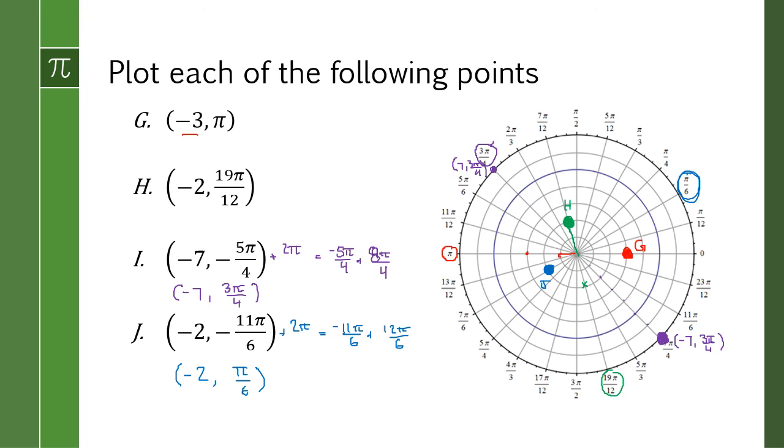So that is how to read and interpret and plot points on this polar coordinate grid. R represents the distance that you're going away from the origin. So that's going to be the first number in the ordered pair. And then theta, or the angle, represents what direction you're going to go in.